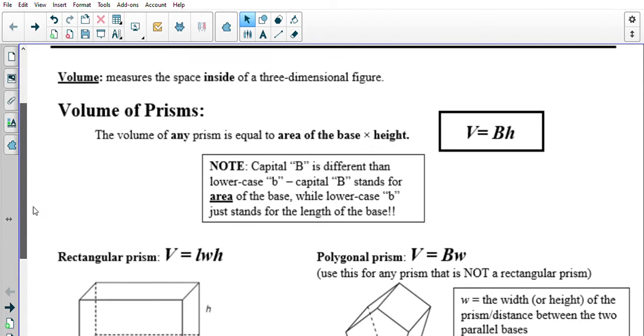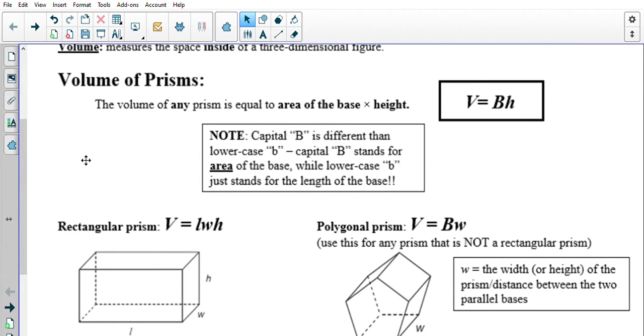The basic formula for the volume of any prism is going to be the area of the base times the height. So we use capital V for volume equals capital B times H. Now I want to stress that capital B is different than lowercase b. There are times in math where an uppercase versus a lowercase letter does matter, just like it does in English. Capital B references the area of the base, whereas lowercase b just stands for the length of the base. So those are two different things.